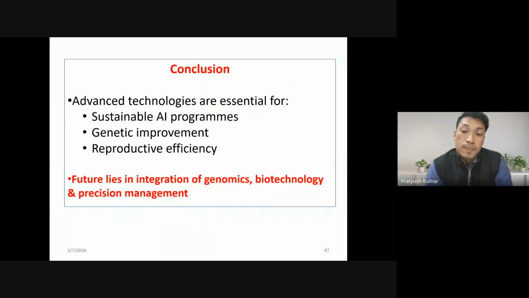So in conclusion, I want to say that advanced technologies for bull semen are essential for a sustainable artificial insemination program, for genetic improvement and reproductive efficiency. The future lies in the integration of genomics, biotechnology, and precision management.